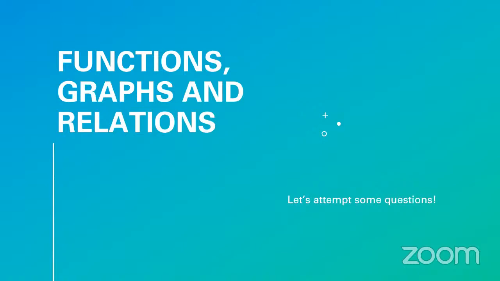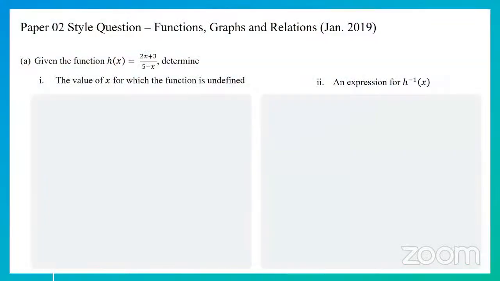So functions, graphs, and relations. Let's attempt some questions on our functions, graphs, and relations. Starting off, same as before, with some paper 2 style questions. Given the function h of x is equal to 2x plus 3 over 5 minus x, give the value of x for which the function is undefined. Focusing on this first part right here.